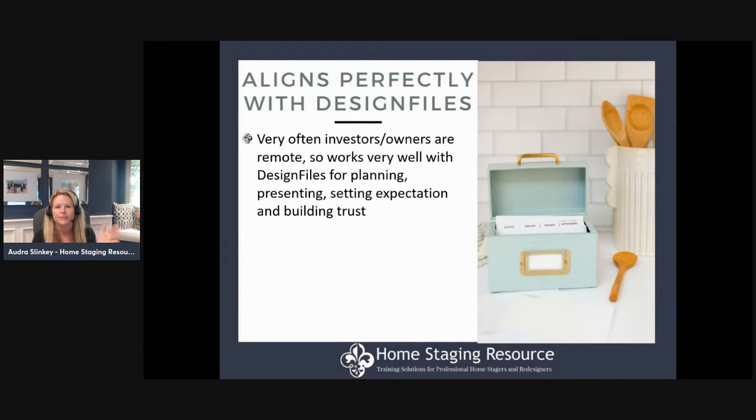Why is Design Files kind of essential to this kind of service? Because very often your clients, who many times are real estate investors or they're homeowners or superhosts, they're remote. I don't live at my Airbnbs, so it's remote. It works really well with Design Files because then you can do the planning, you can do the presenting, you're setting that expectation of what it looks like, you're working through that budget, and you're building trust in that design plan so that you guys are both on the same page.